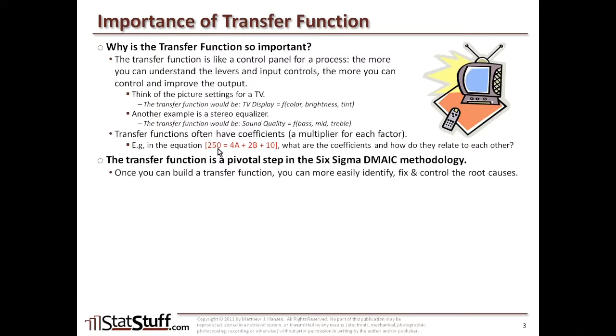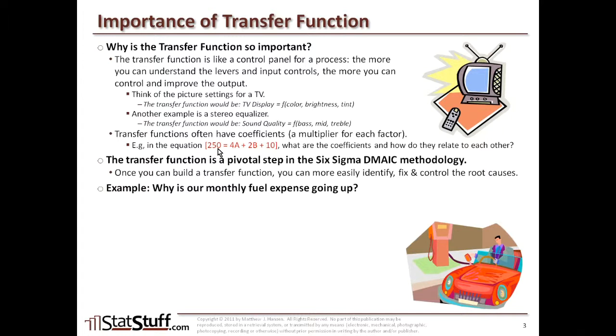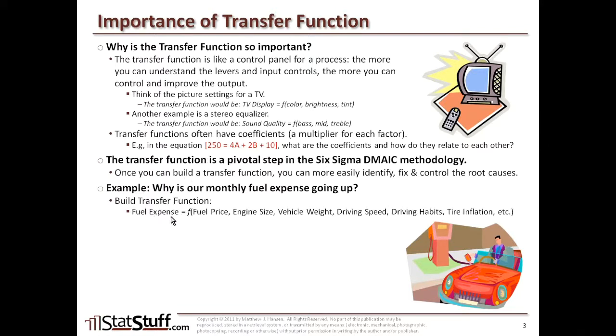Now let's walk through another example of that. Let's just say that you have some issues where you're seeing your monthly fuel expenses going up in your vehicle. Well, we might want to build a transfer function for that. So the transfer function might look something like this. We've got fuel expense, which is the overall thing that we care about and that we're measuring, and that's the result of some function, some combination or process, applied to all these different variables, like the fuel price, that is the price at the pump, the engine size, the vehicle weight, driving speed, driving habits, tire inflation, and many other variables that could be affecting the overall fuel expense that we're incurring.